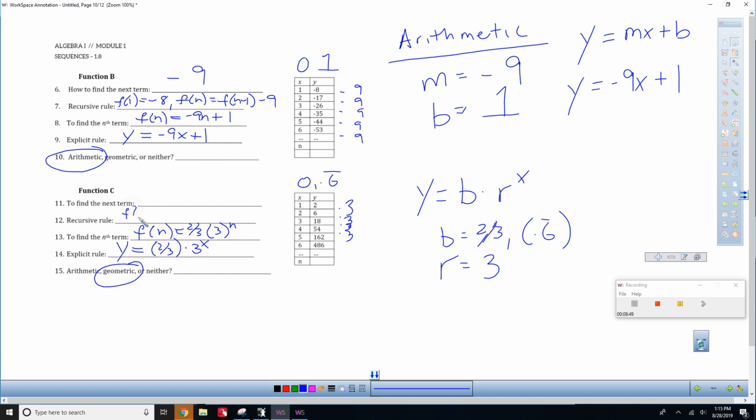F of 1 equals 2. F of n minus 1. Sorry, I lost my train of thought. F of n, excuse me, F of n is f of n minus 1 times 3.